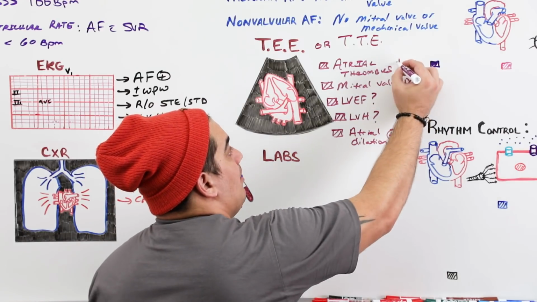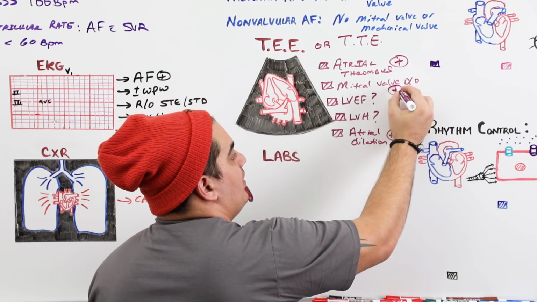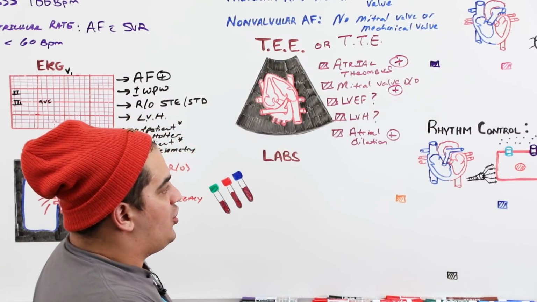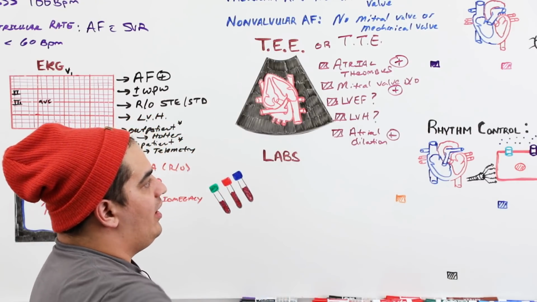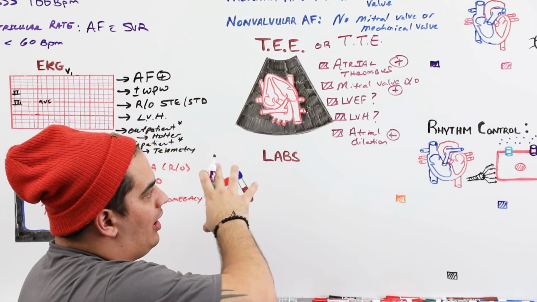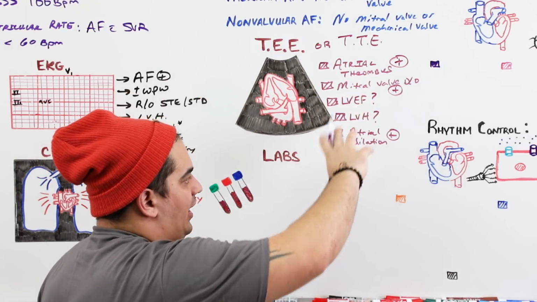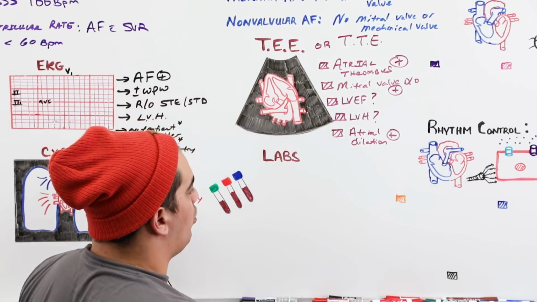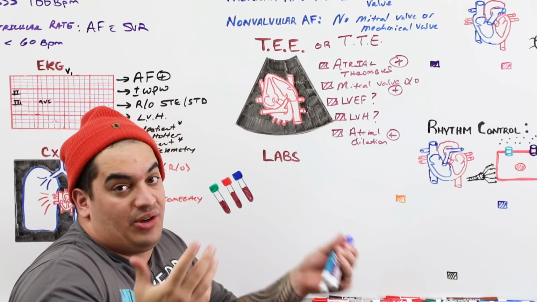So do they have an atrial thrombus is a big one. Do they have any mitral valve disorders? And is there any atrial dilation? Okay? So once we've done that, we have a pretty good idea if we need EKG, Holter, telemetry, TTE, TEE. These are the most important studies that I want you to remember. You can order labs, you can order a chest x-ray, they just may help you in other particular ways.